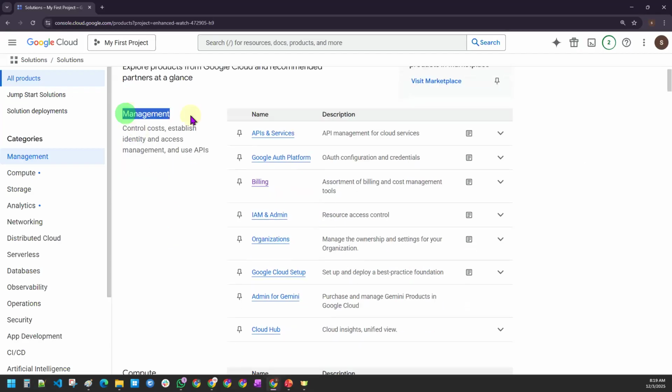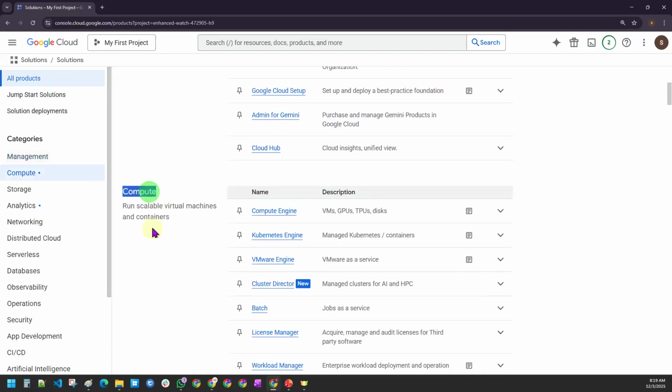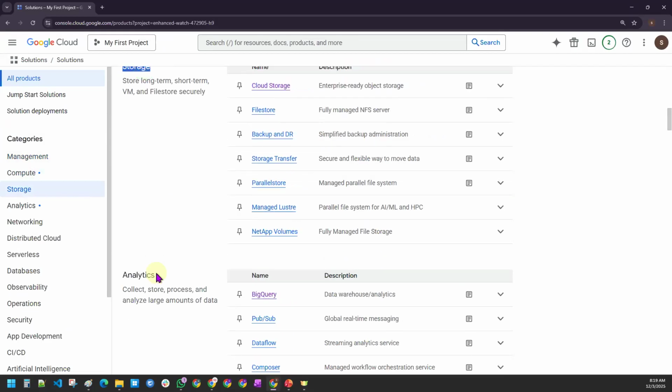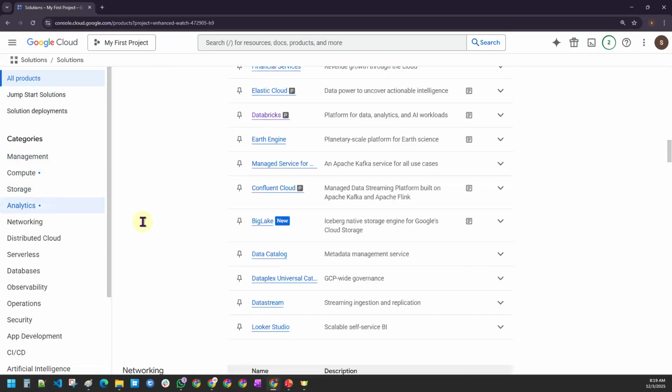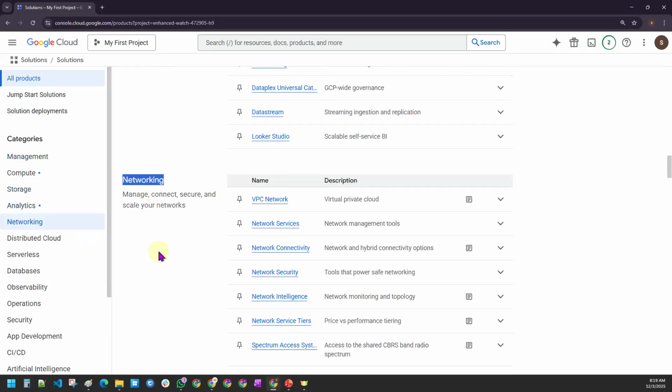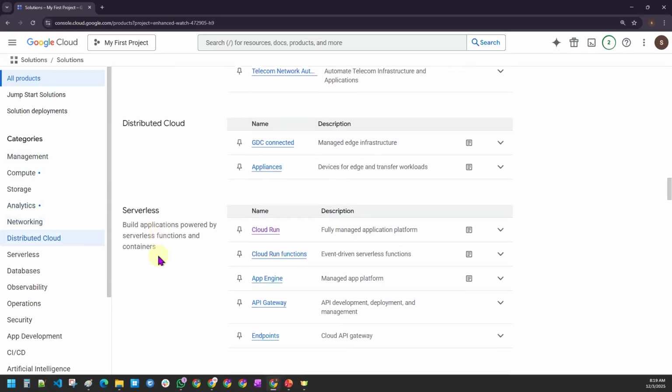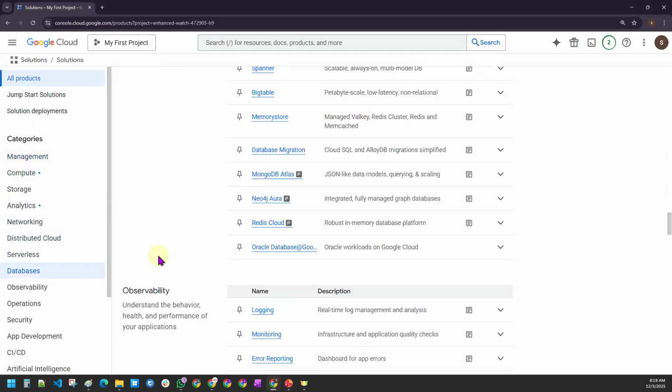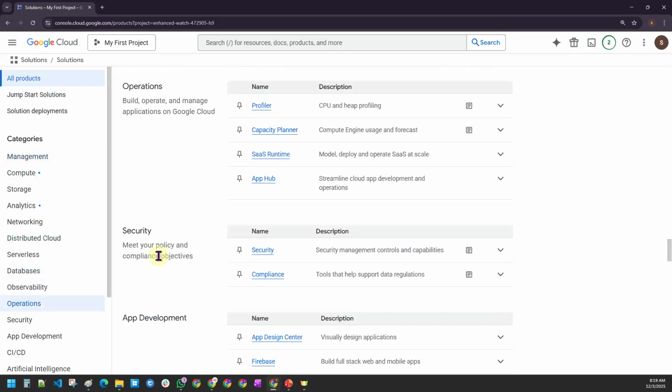You have management services, compute services, storage services, analytics services, networking services. So plenty of these services, cloud, serverless services, database services. So plenty of services it is offering you guys. Organizations can make use of these services to build the application, deploy the application, and scale the applications and services in the cloud. And these services are highly reliable, secure, and scalable also.